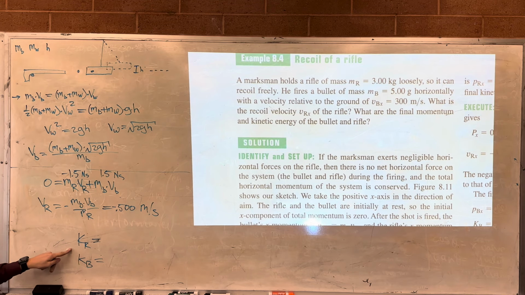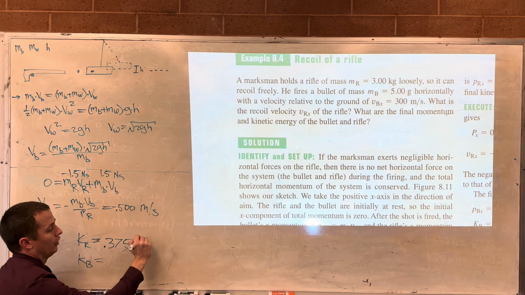Okay. So the kinetic energy of the rifle is going to be 1/2 times the mass of the rifle, which was 3, times the velocity of the rifle, 0.5, squared, which comes out to 0.375 joules.